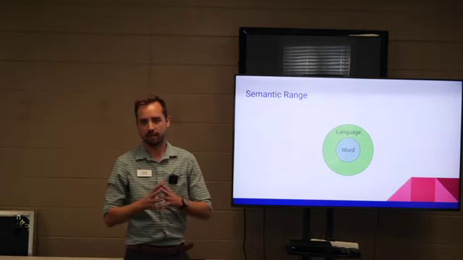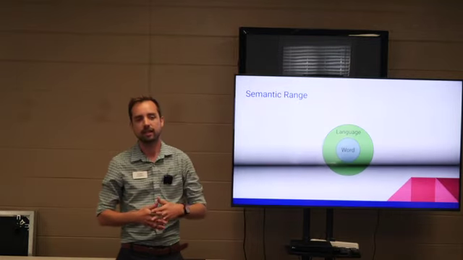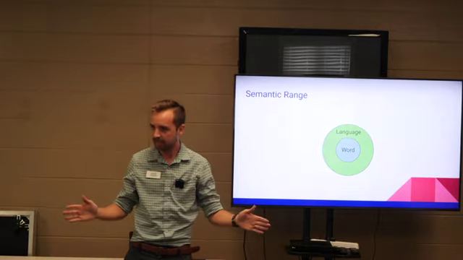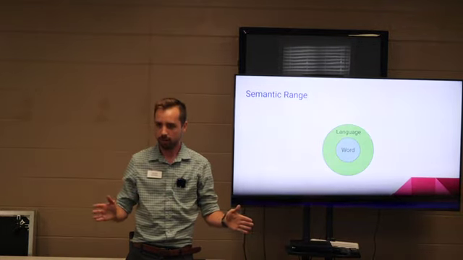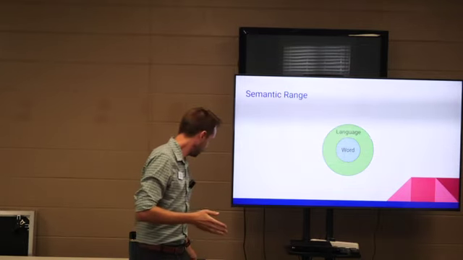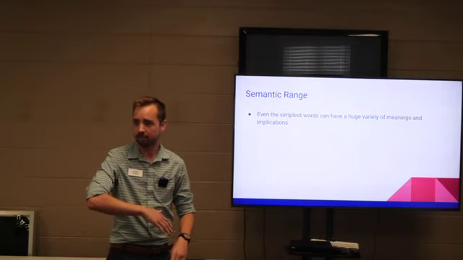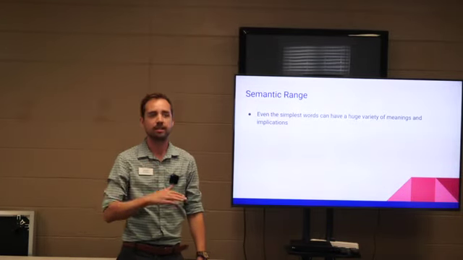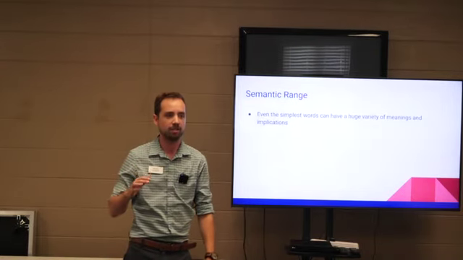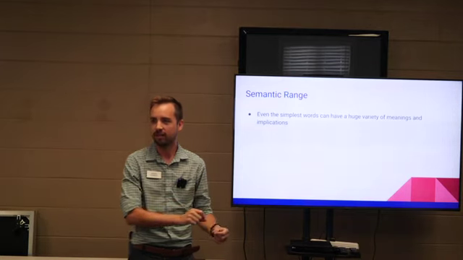So in language theory, this concept is called semantic range. Semantic is a fancy word for meaning. Right? So the idea is words have a range of meanings that could be used in any given situation. So even the simplest words can have enormous semantic ranges. In fact, usually the simpler a word is, the bigger its semantic range is, because more complex words are for very specific situations, right?